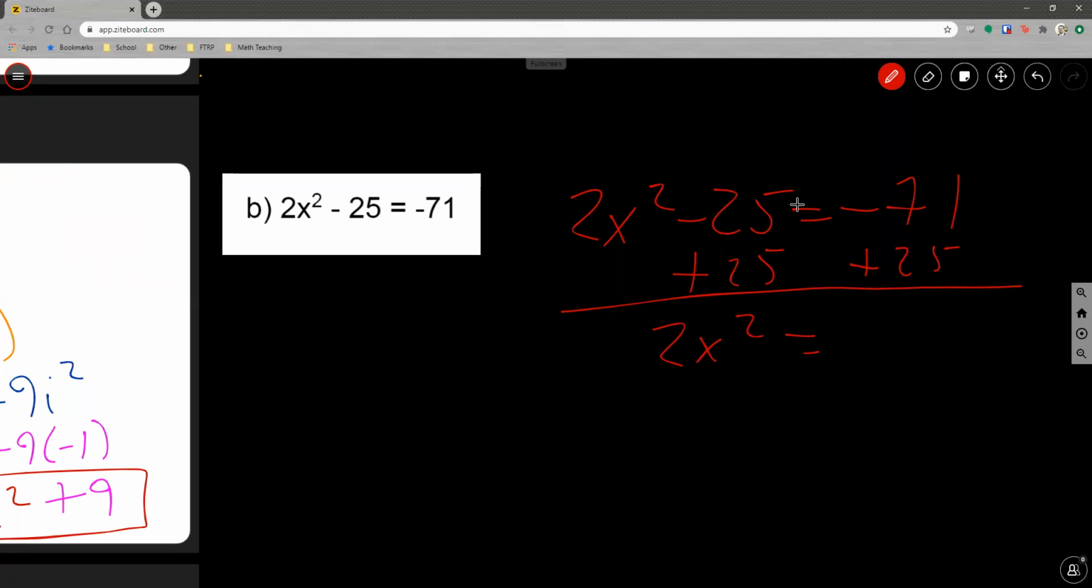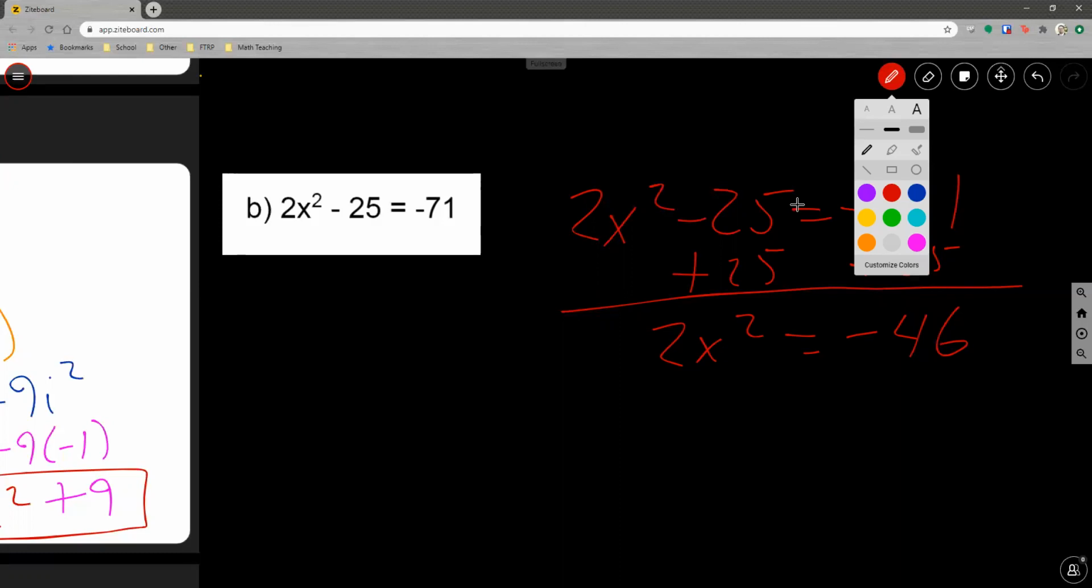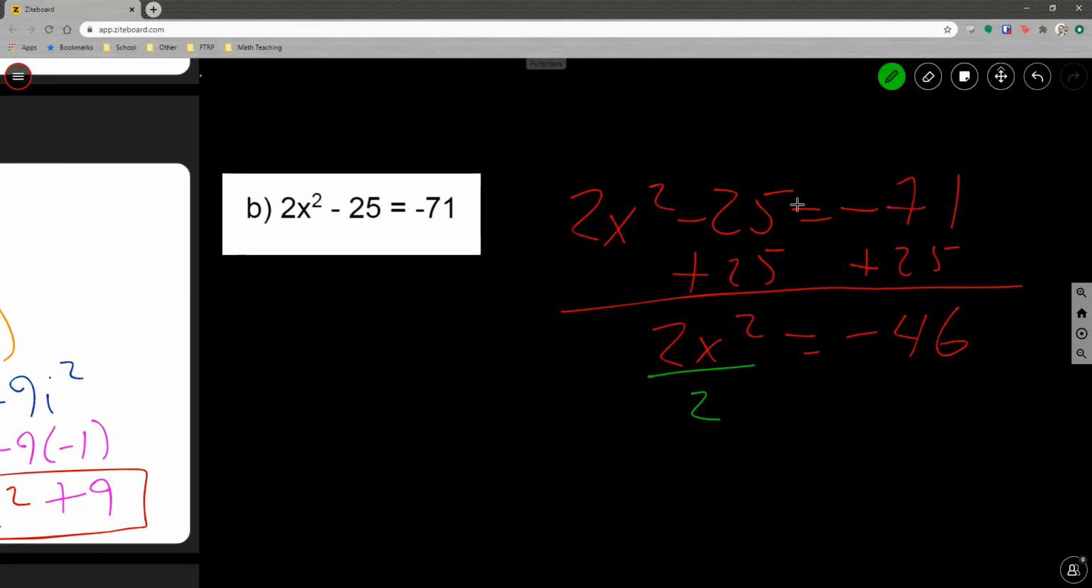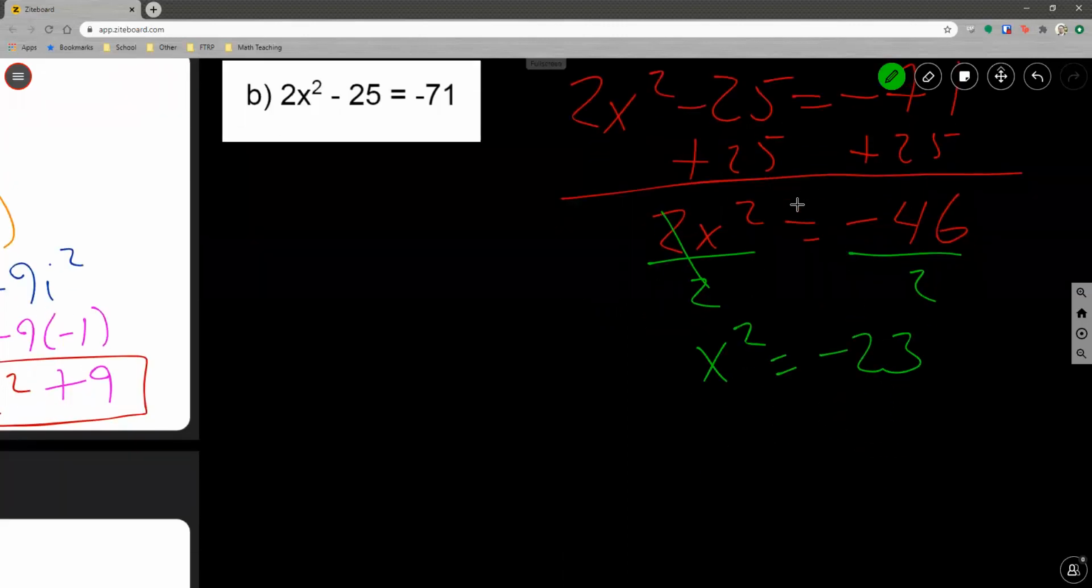So I end up with 2x squared equals, what do I got here? Negative 46. That makes sense. Yeah, 2x squared equals negative 46. So now I just have to divide by 2 on both sides. I'm left with x squared equals negative 23. Well, 23 I can't break down at all, but I can take the square root on both sides.